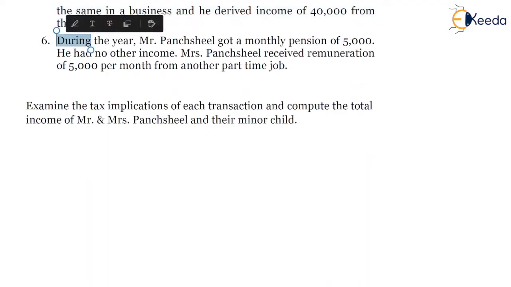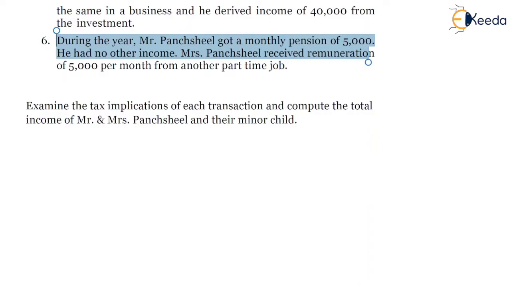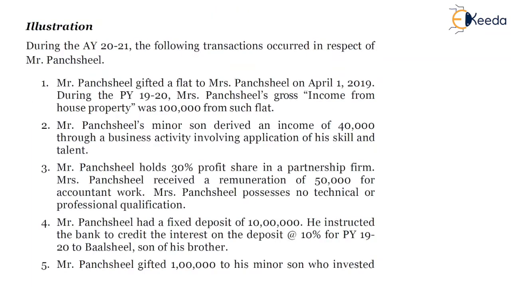During the year, Mr. Panchsheel got a monthly pension of 5,000. He had no other income. Mrs. Panchsheel received remuneration of 5,000 per month from another part-time job. Correct?